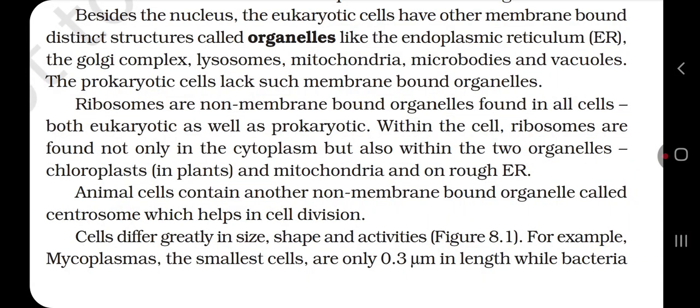Besides the nucleus, the eukaryotic cells have membrane-bound distinct structures called organelles like endoplasmic reticulum, the Golgi complex, lysosomes, mitochondria, microbodies, and vacuoles. The prokaryotic cells lack such membrane-bound organelles.